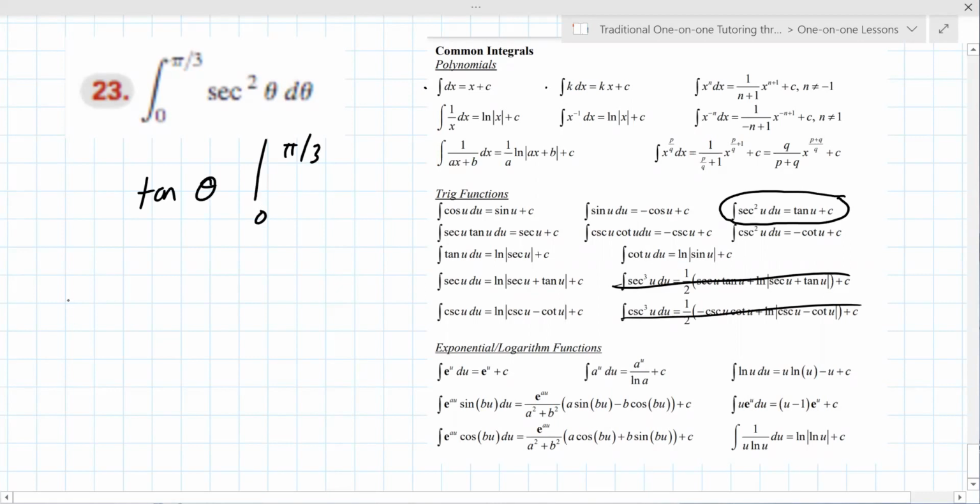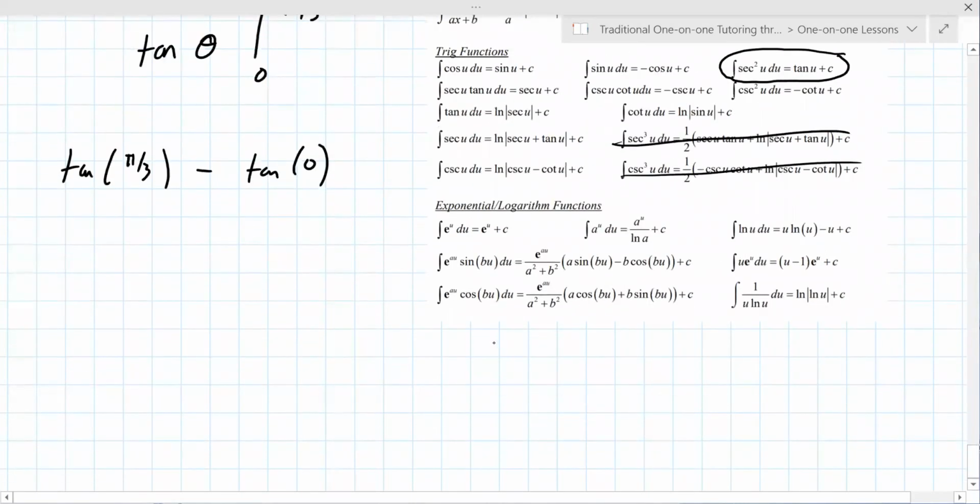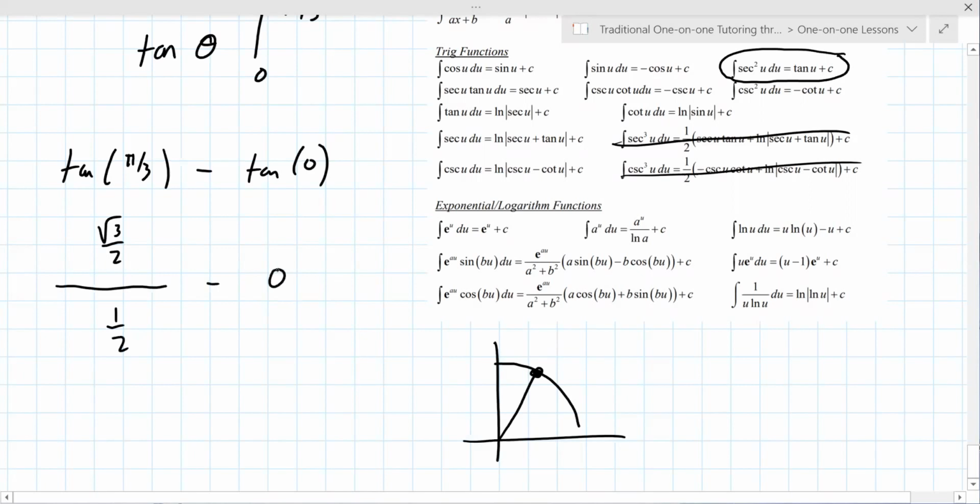Yeah. So it becomes tangent of pi over 3 minus tangent of 0. So you have to know your unit circle. Pi over 3 on the unit circle is up here, if you remember that point. So sine is square root of 3 over 2, and cosine is 1/2. Tangent of 0 is 0.